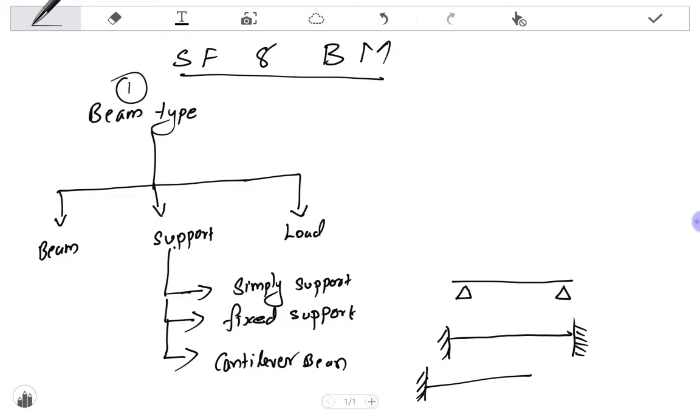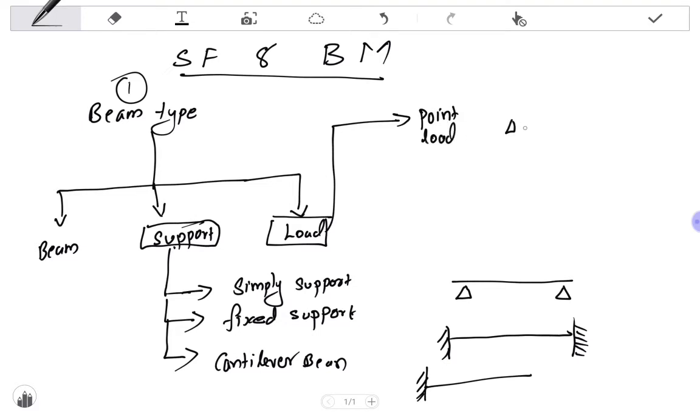This is about the support of the beams, and now I will discuss the load on the beam. Depending upon the load acting on the beam, there are two types of loads. One is point load. In point load, if this is a beam with supports, some weight or load will be acting at a particular point. That type of beam and load arrangement is called a point load arrangement.